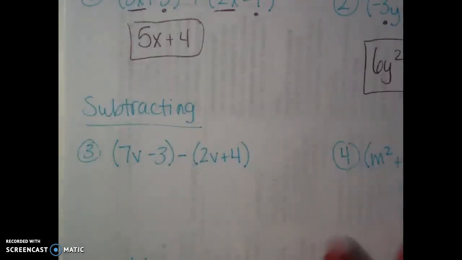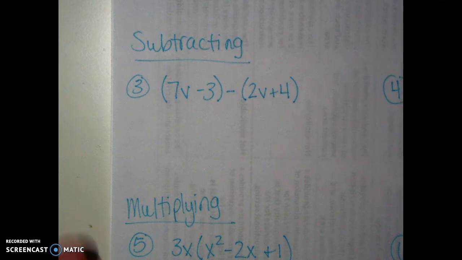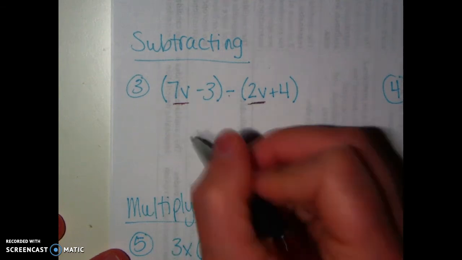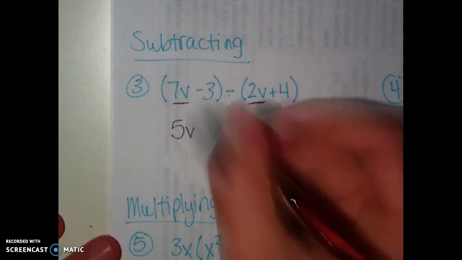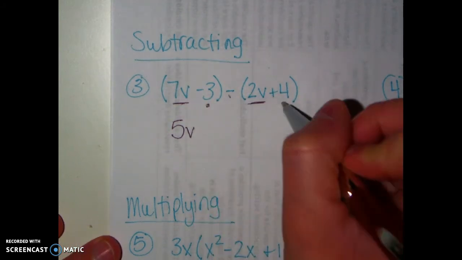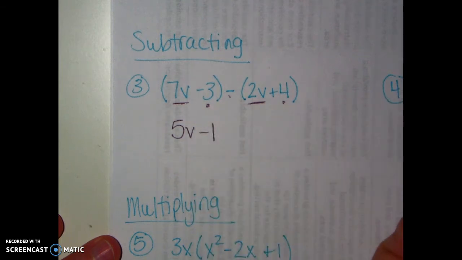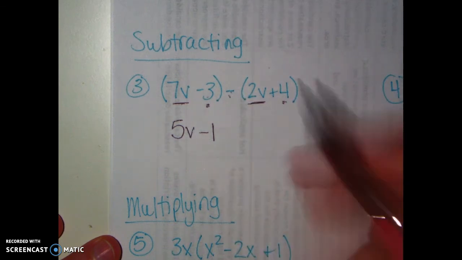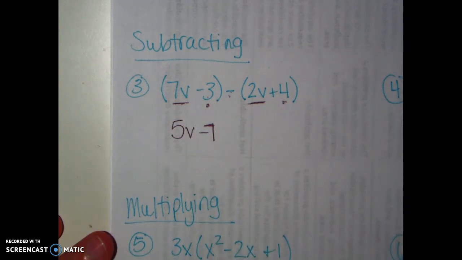Okay, let's go down here and look at subtracting. Okay, so this is kind of like adding where you only subtract the like terms. So in this case, I have a 7v minus 2v. 7 minus 2 is 5. Bring the variable with it. I have negative 3 minus 4. That's a negative 1. No. Ha! That's negative 3 minus 4. So that's negative 7. My bad.